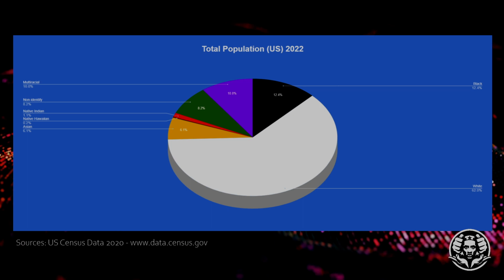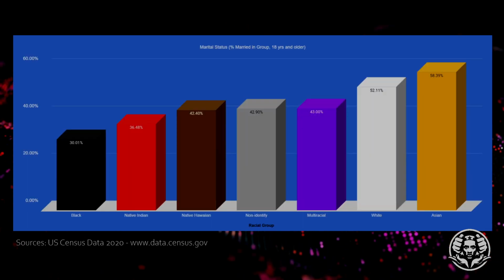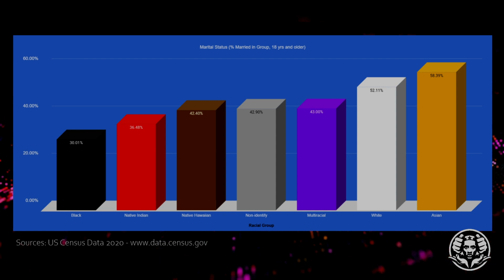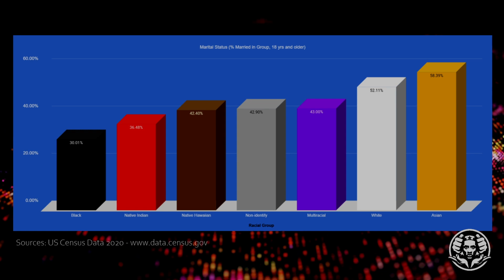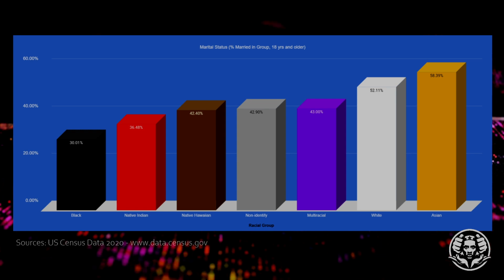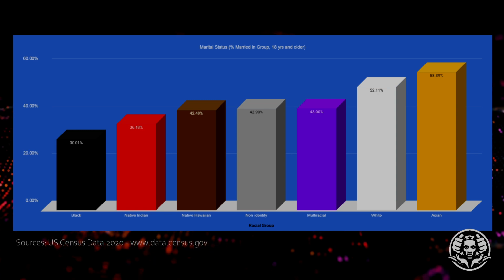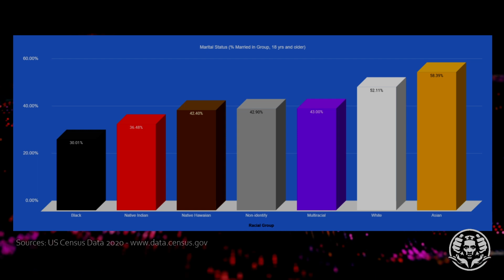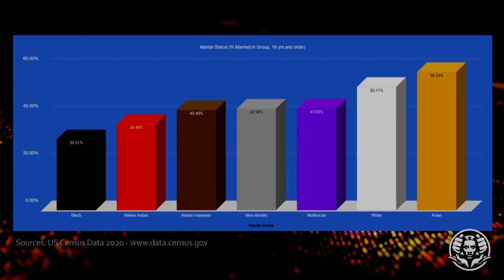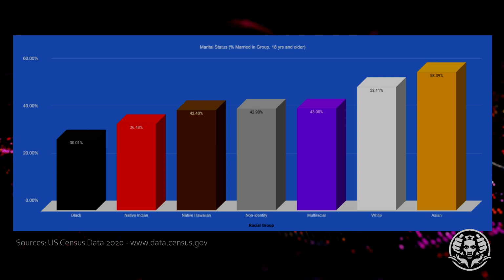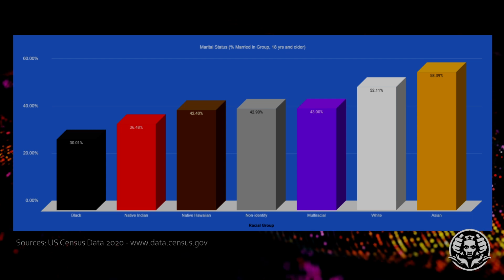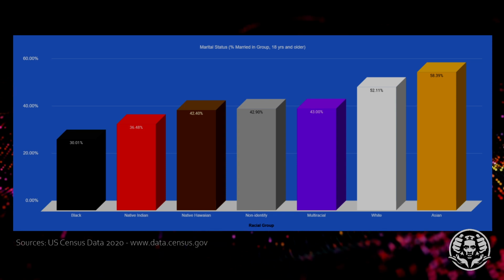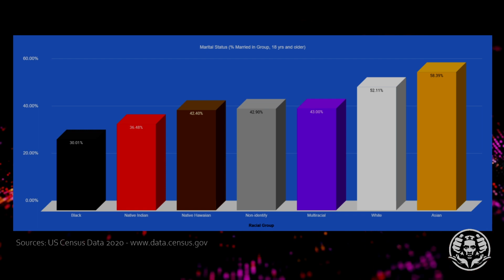So let's look at marital status, okay? And you can see here on marital status that, again, Black Americans are dead at the bottom. So this is the percentage of the racial group that is married, that said in 2020 that they're currently married, which means the rest of the group was either divorced, widowed, separated, or never married. Okay, and as you can see, Blacks are right there at the bottom, 30%. Okay, only 30%.